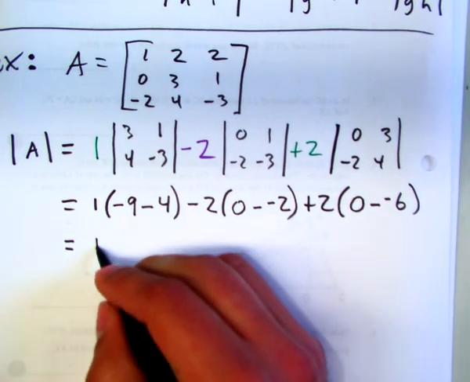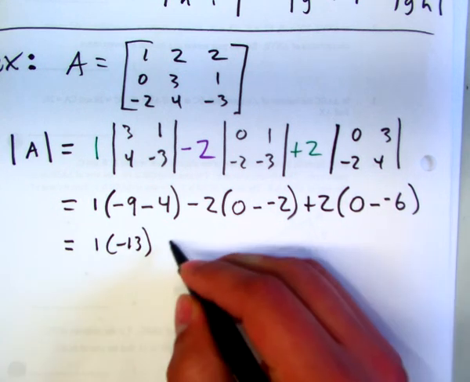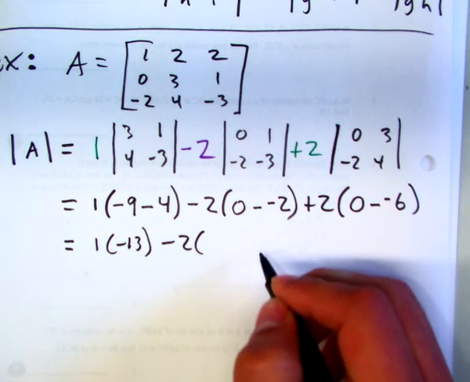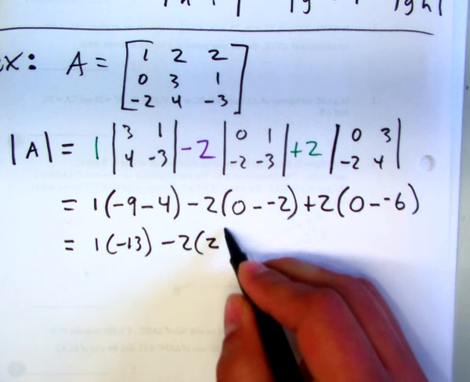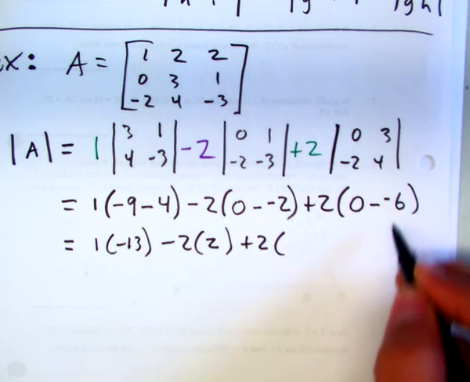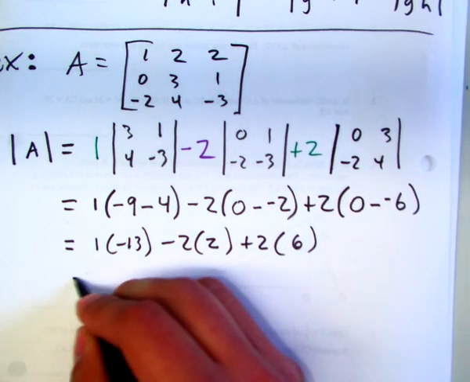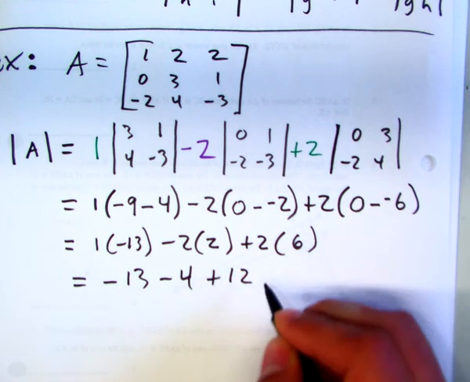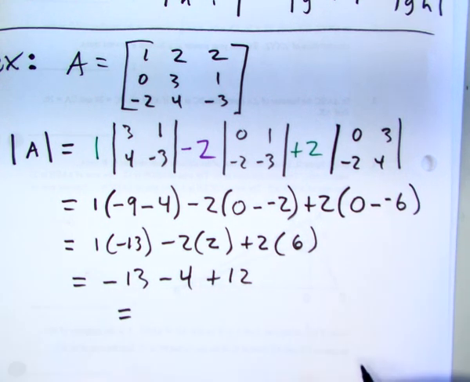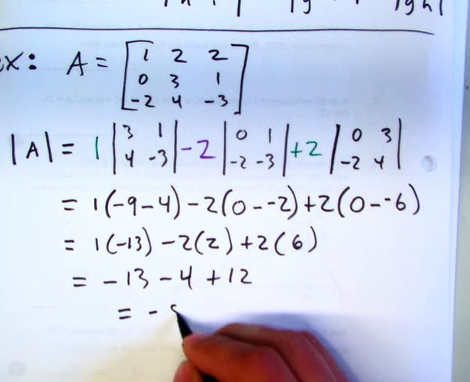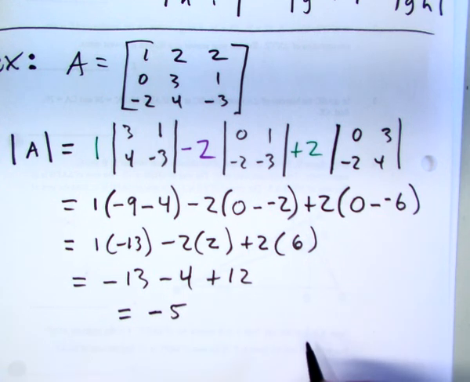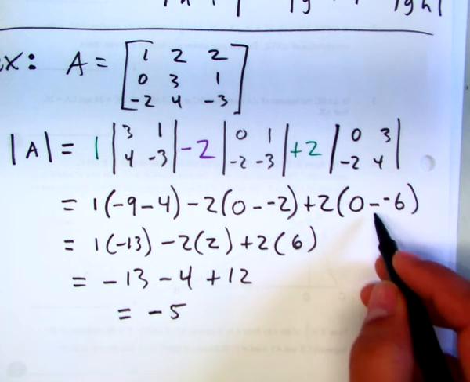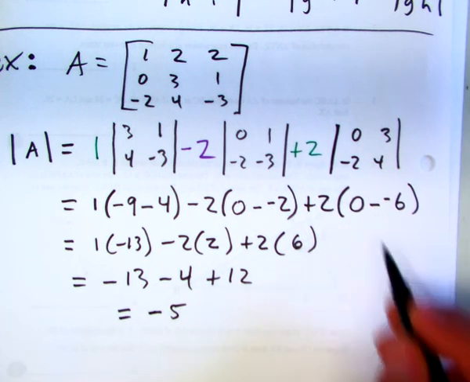We get 1 times negative 13. 0 minus negative 2 is 2. 0 minus negative 6 is 6. So this is the same as negative 13 minus 4 plus 12, which is negative 5.